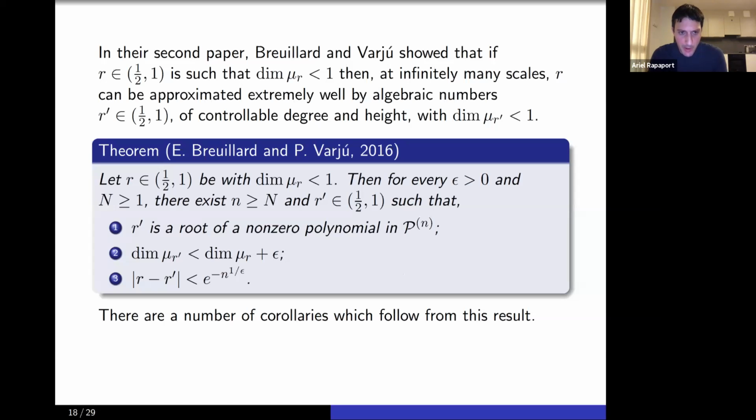So there are a number of nice corollaries from this result, which I will not have time to state. For instance, it follows from this result that the dimension of mu pi over 4 is equal to 1. Why is this? Because for such numbers as pi over 4 and many other nice transcendental numbers, such a good approximation by such controllable algebraic numbers is not possible.